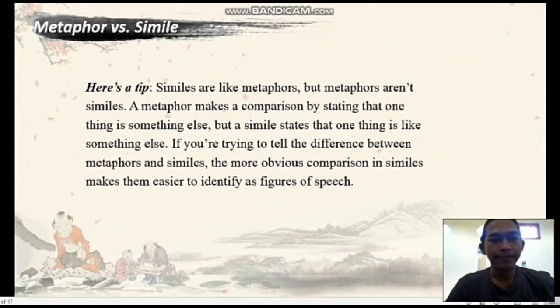Okay, metaphor versus simile. Here's a tip. Similes are like metaphors, but metaphors aren't similes. A metaphor makes a comparison by stating that one thing is something else, but a simile states that one thing is like something else. If you're trying to tell the difference between metaphors and similes, the more obvious comparison in similes makes them easier to identify as figures of speech.